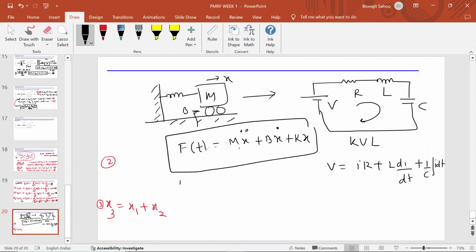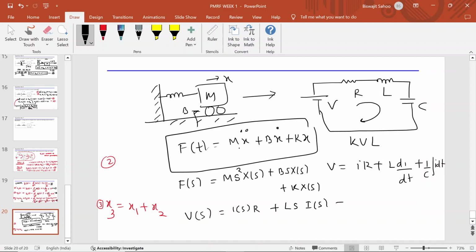If you do Laplace transformation, F of s equals M into s square X of s plus b into s X of s plus k times X of s, right, sir? And here V of s equals I of s into R, where R is a constant, plus Ls into I of s plus 1 by c into I of s by s, the integration. Right, sir? Yes, sir.